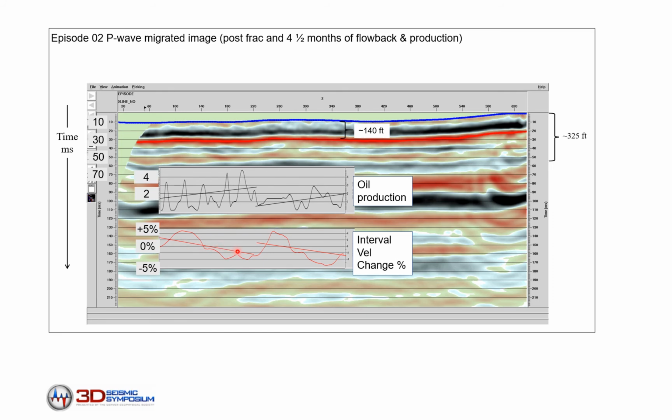And that's this red curve here. We can see it goes between plus and minus 5% changes, right? Actually, not quite that much, probably 2.5 to 3% below, or close to 5% down here, and as much as 5% here. So in some places the velocity increased, in other places it decreased.